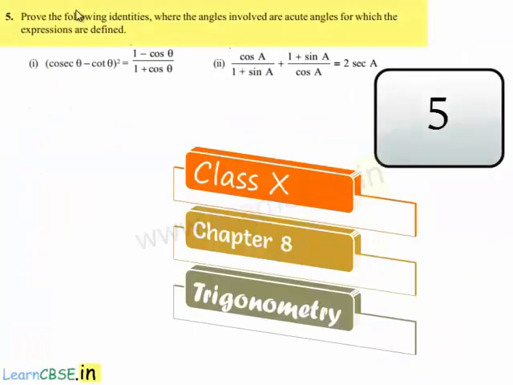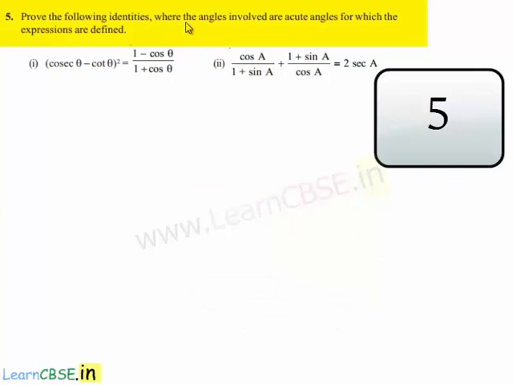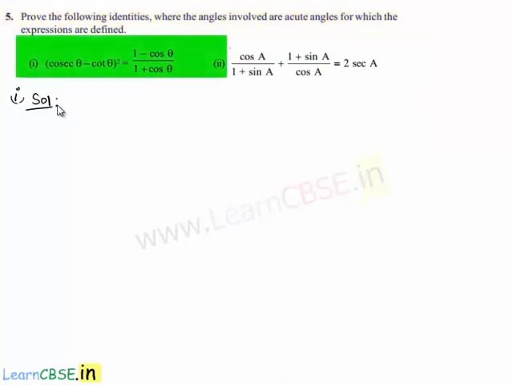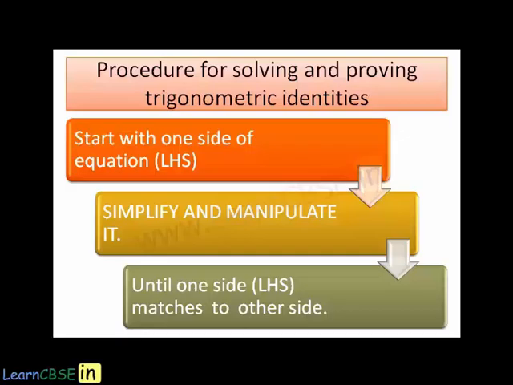Moving on to the fifth question. Prove the following identities where angles involved are acute angles for which the expressions are defined. Now moving on to the solution for first bit. He has given an equation and asked us to prove that.